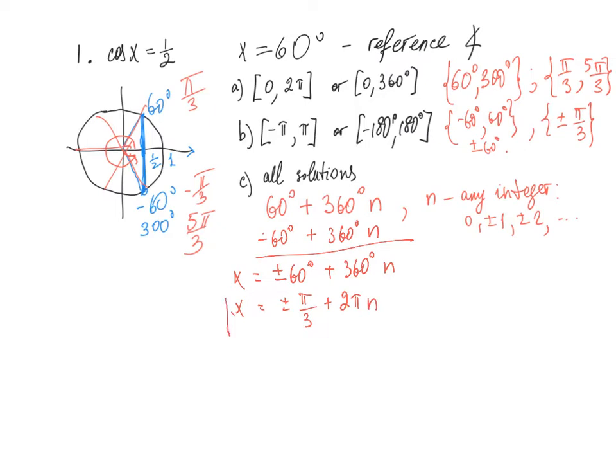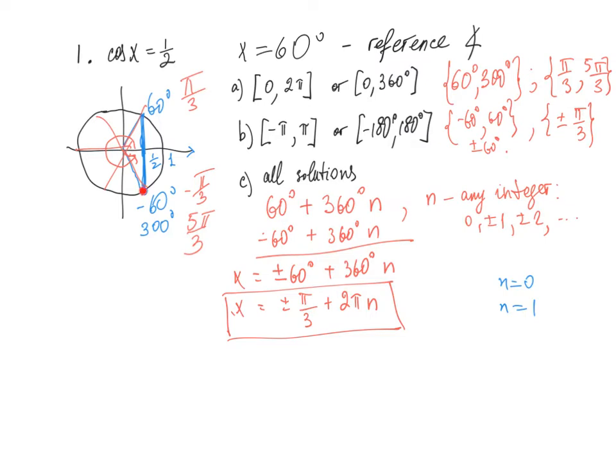Now, to better understand what it says, let's see. If n equals 0, then we are not adding anything here, right? It's just plus pi over 3 and minus pi over 3. If n is 1, we are going to add one cycle, 2 pi, to pi over 3. So it will be 2 pi plus pi over 3. We can combine them, but we really don't care.